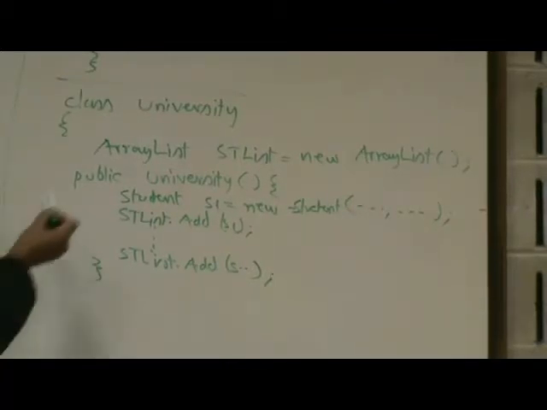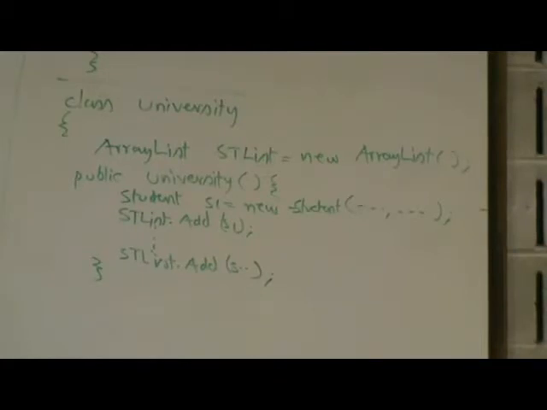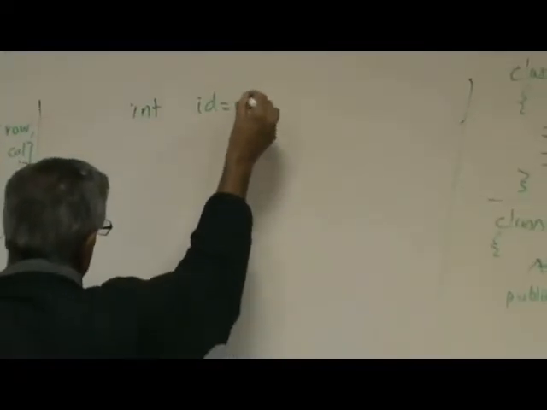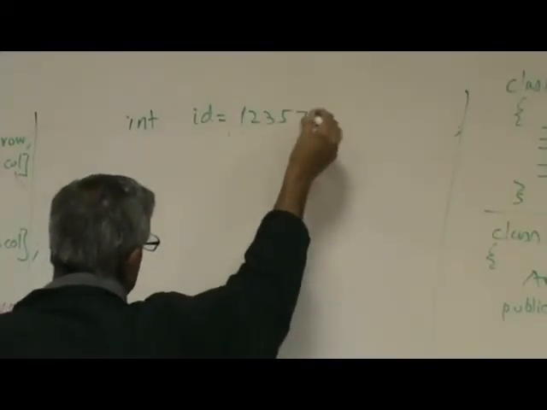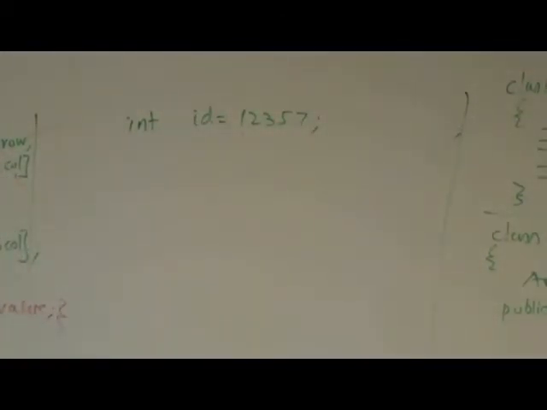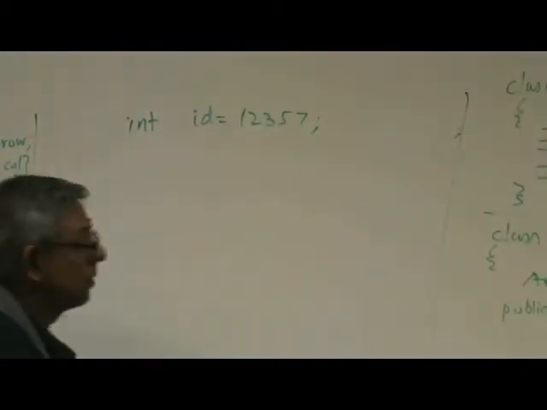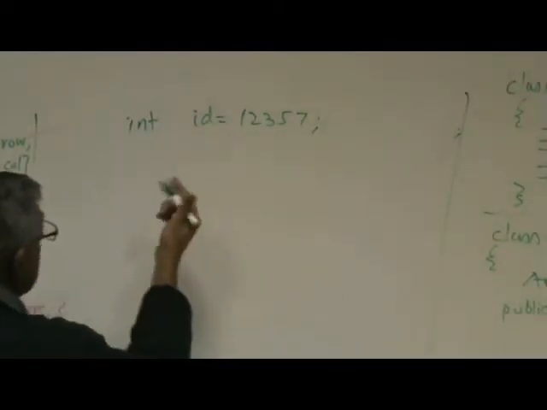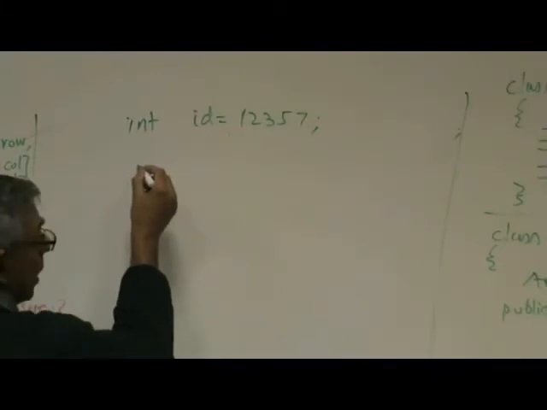Okay, so once we have already stored something in st list, same thing. What if we wanted to provide a capability, let's say, to search for a particular student, right? So suppose we wanted int ID equal to 1, 2, 3, 5, 7, right? Whatever the ID is. And we wanted to know what's the detail of this particular student in our university class, okay? So if we did not write an indexer, then this is how our code would look.